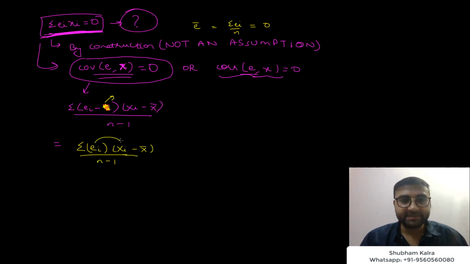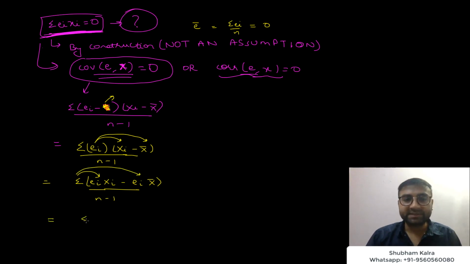So I'm going to multiply this term with this term and then this term with this term. So this is equal to the summation of (ei multiplied by xi minus ei multiplied by x bar), divided by n minus 1. And now I'm going to apply the summation. So this summation will be applied on this term and then this term as well. So this is equal to the summation of ei multiplied by xi minus the summation of ei multiplied by x bar, divided by n minus 1.